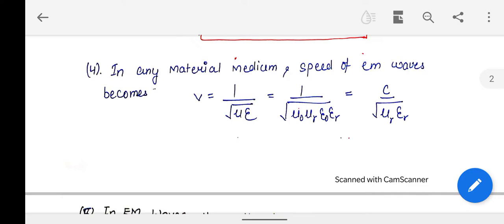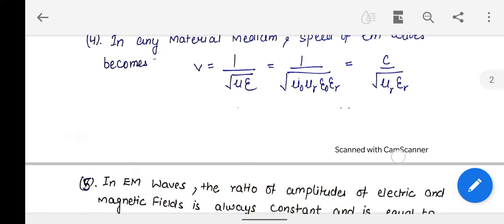So you can see the speed of light decreases in a medium. This, 1 upon root over mu r epsilon r, basically is the refractive index of the medium. Okay, refractive index n equals root over mu r epsilon r, speed is c by n, and we know refractive index is always higher than 1, so c divided by a number greater than 1 will always be lesser than c. So these are the small things which you need to remember.